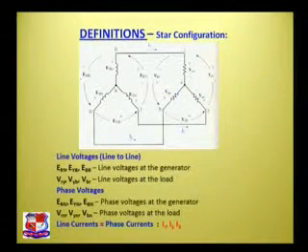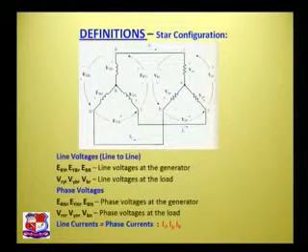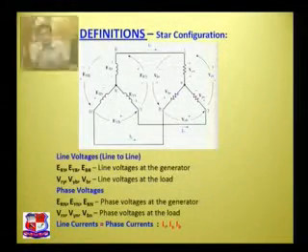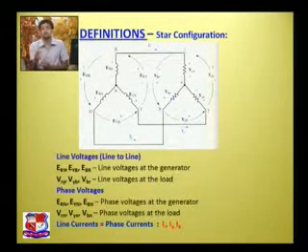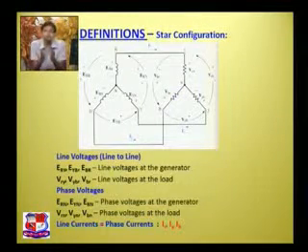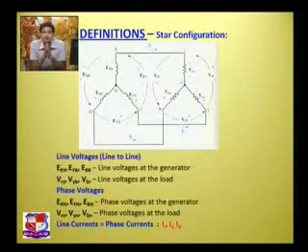Then another thing: phase, line and neutral. It is very important, and you always have to remember these three terms in the star connection and the delta connection and the power relationship. So we first define what is the line voltage, what is the phase voltage, and the line current and the phase current, and the power relationship will be in the next topic.